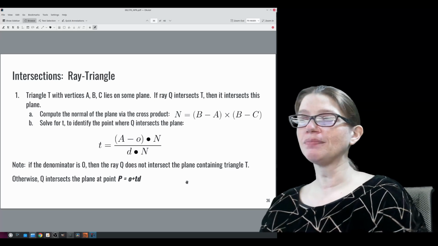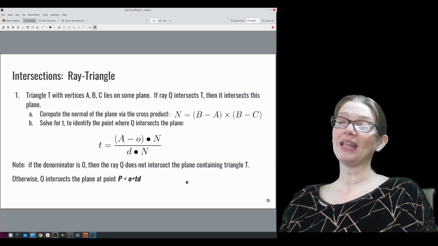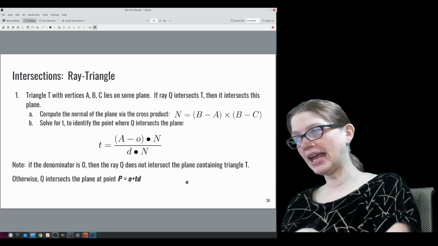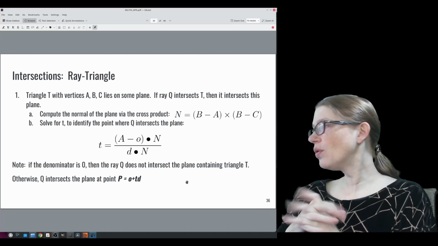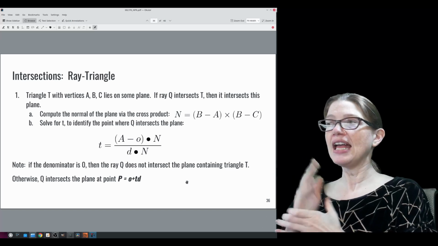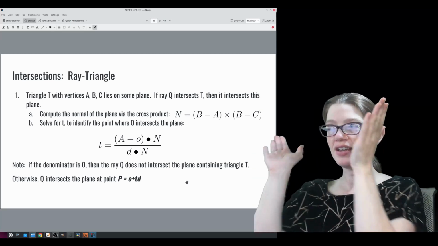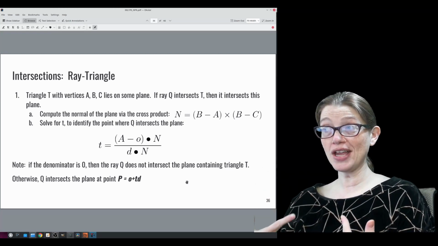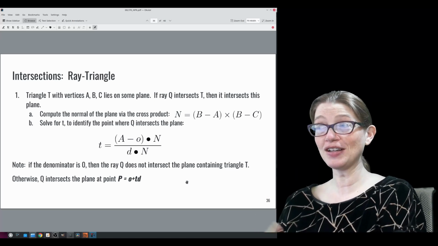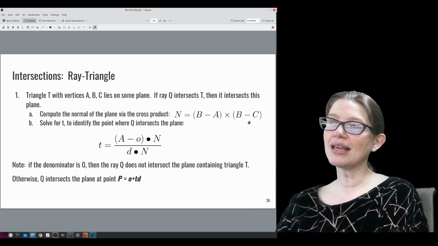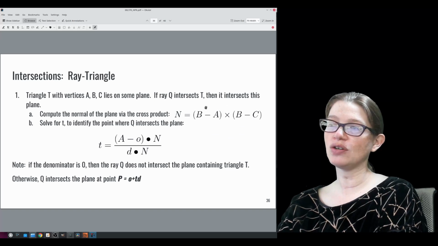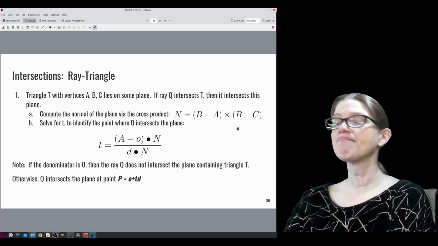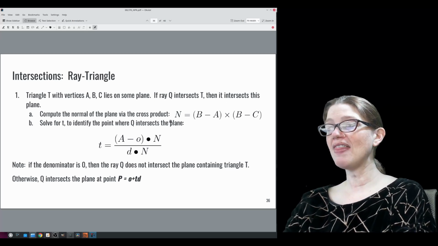The first thing that we need to do is compute the normal of the plane. We need to determine, does the ray intersect the plane? In order to do that, we need to know the normal of the plane. In order to compute the normal of the plane, you need 2 vectors on the plane. Good news. We have 3 points in a triangle, so we can compute 2 vectors on the plane. So we compute the normal as the cross product of 2 vectors. Here I just said b minus a and b minus c as our 2 vectors. We do the cross product of that, and that gives us the normal.